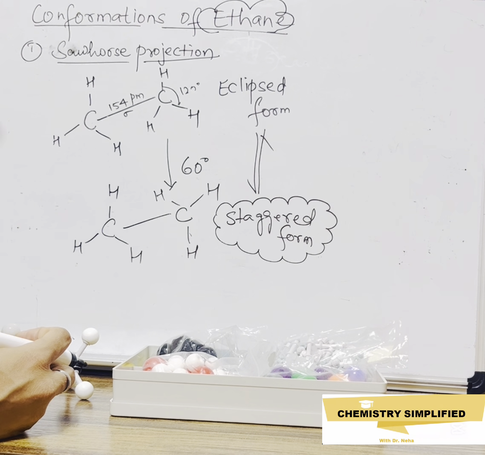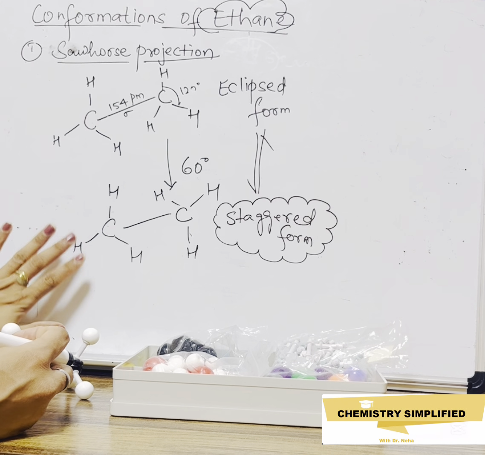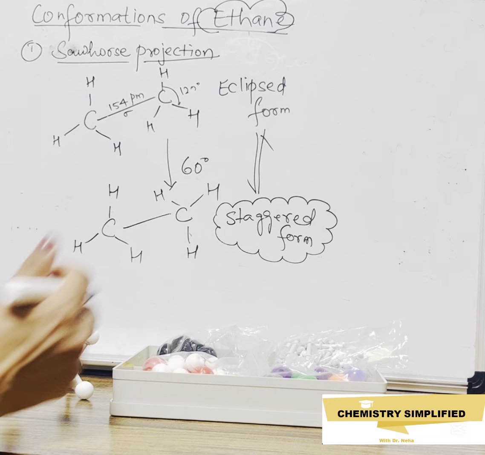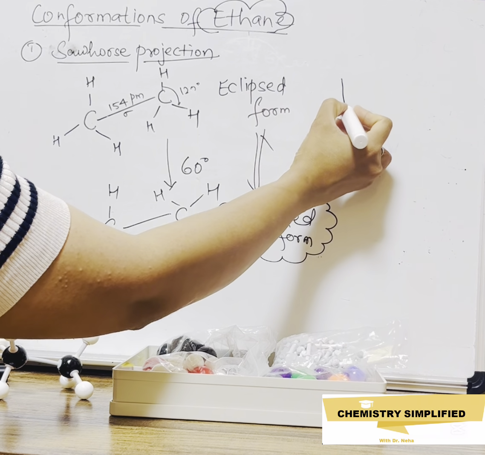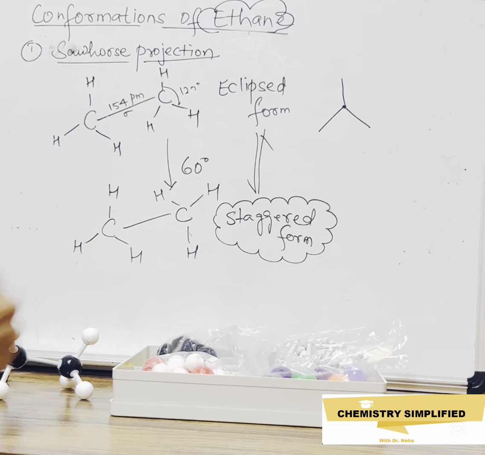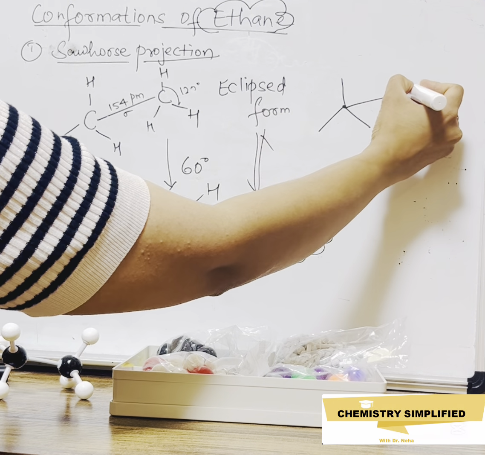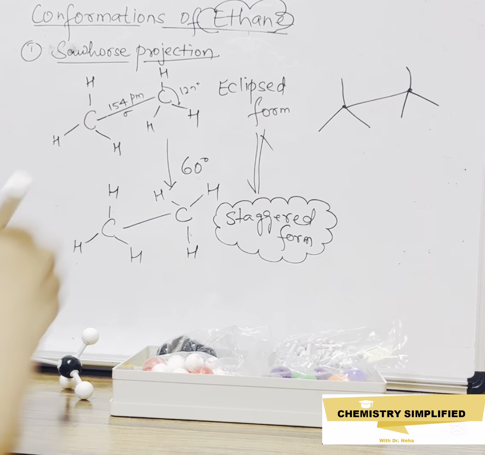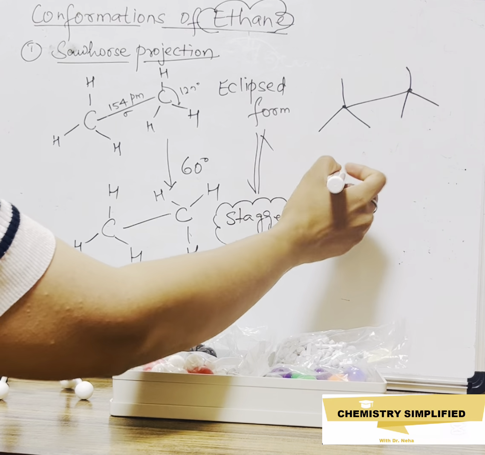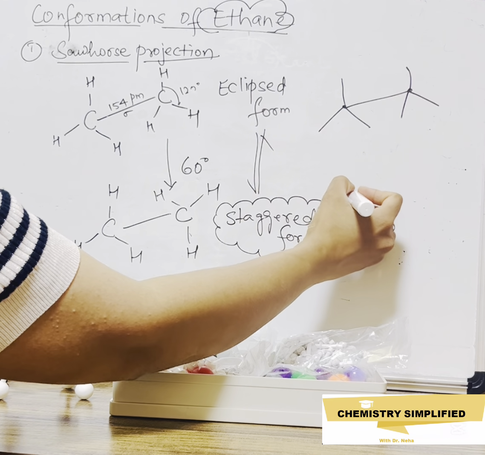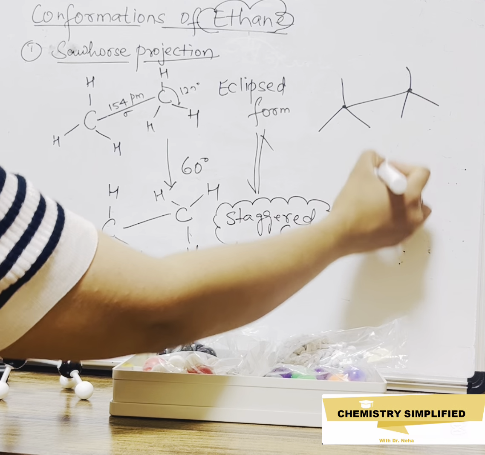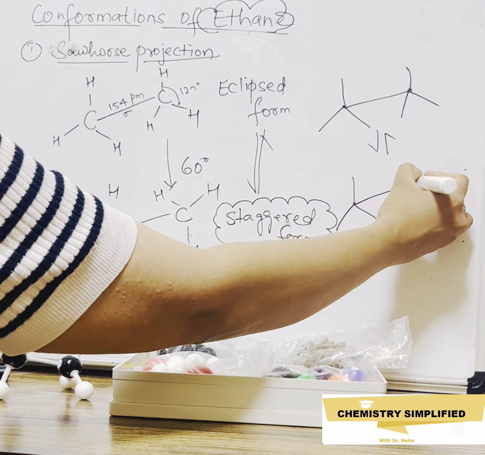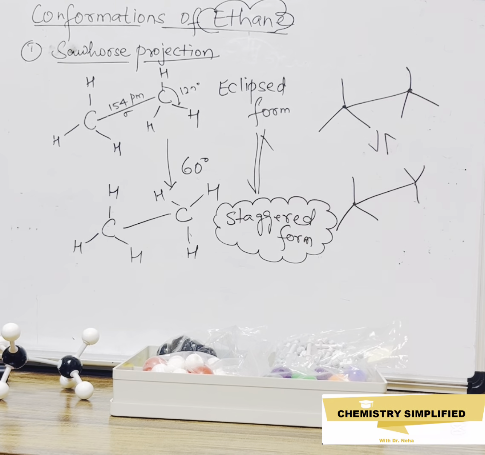Is this clear? Any doubt till here? We can represent the same thing with the dot diagram. I can also draw it this way. So this center dot represents one carbon and the other center dot represents the other carbon. This is your eclipsed form, and after rotation, this is your staggered form. Clear? Upside down Y and the normal Y. Clear, children? I hope it is clear to everyone.